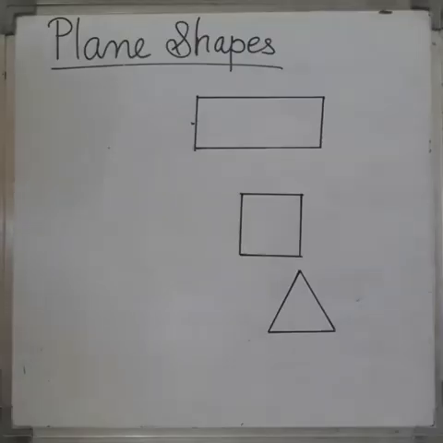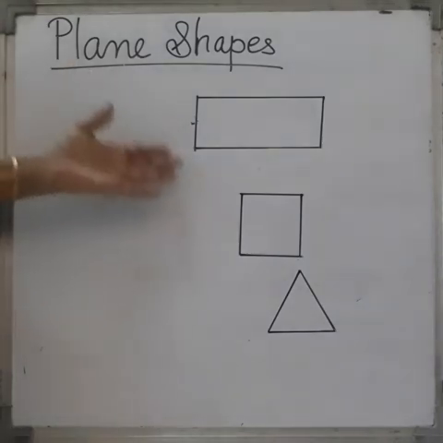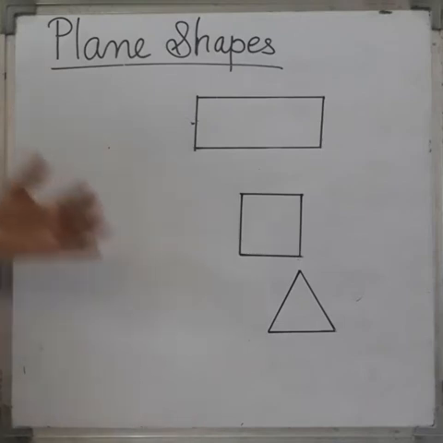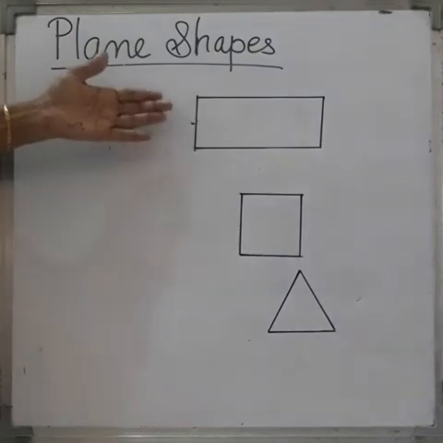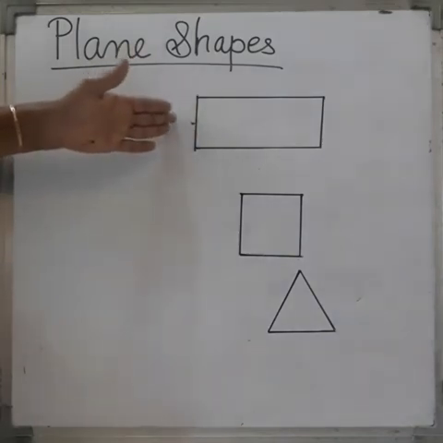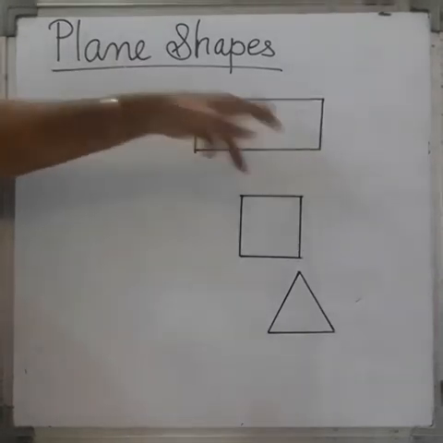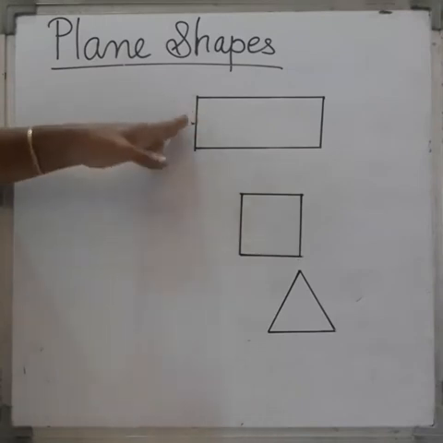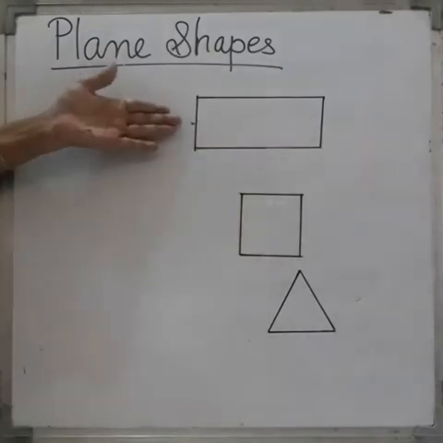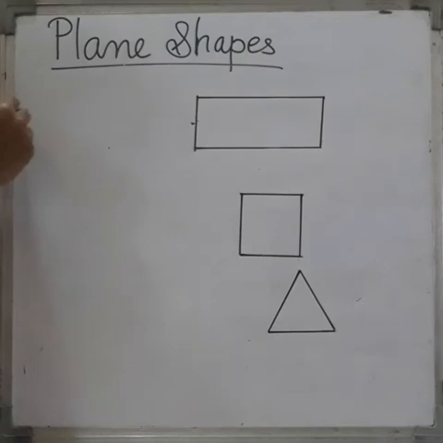Now we are going to recollect the names of plane shapes. In this lesson we learned about plane shapes also. Okay. See, some plane shapes are here on the board. Let us see which are these. The first one, we know the opposite sides of a rectangle are equal. Here the opposite sides are equal. These two sides are equal and these two sides are equal. That means this is a rectangle. The first one is rectangle.